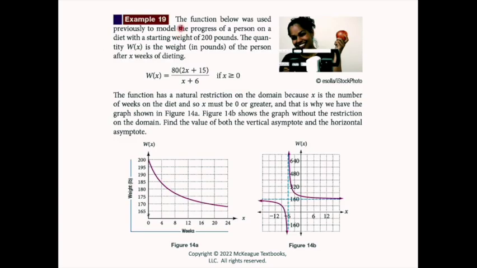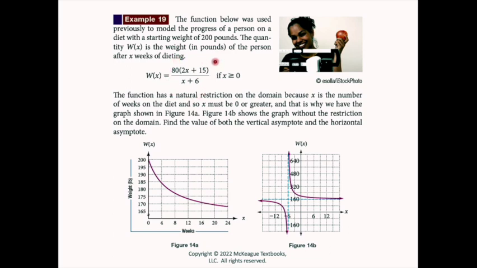So let's look at example 19. We have the function below that was used previously to model the progress of a person on a diet with a starting weight of 200 pounds. The function w of x is the weight of the person after x weeks of dieting. So here's our function, and x has to be positive because if x represents the weeks, we don't want to have negative weeks. That doesn't make sense in the context of what we're talking about.